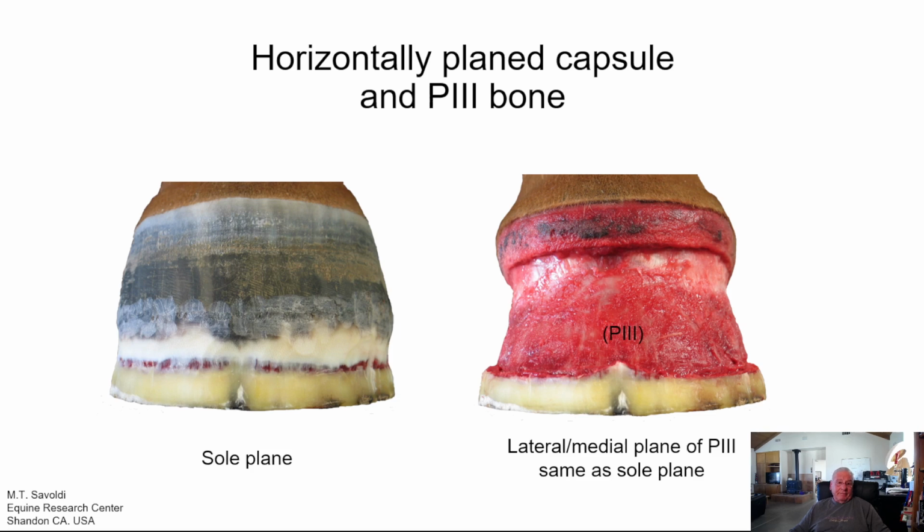I have to emphasize that because from toe to heel, it can be anterior to posterior, dorsal palmar, however they want to call it. It's rare to find the P3 bone on a horizontal plane inside the capsule. It's common in hind feet because of stance, but it's not in front feet.